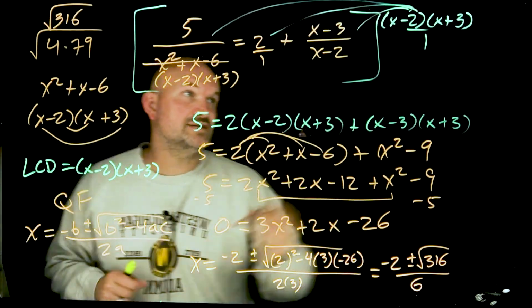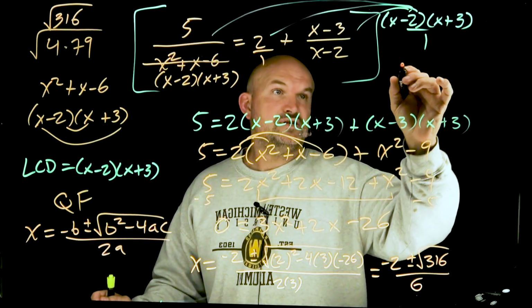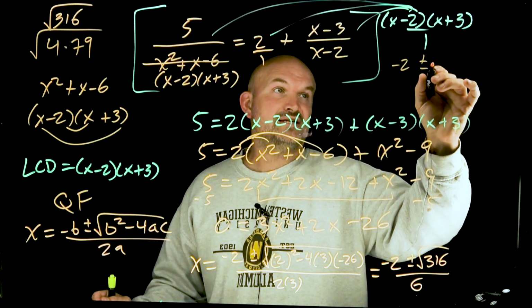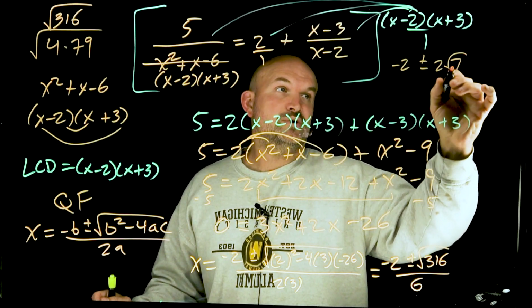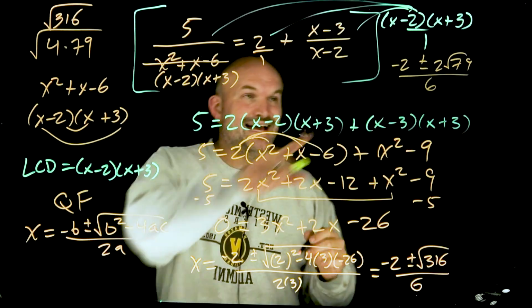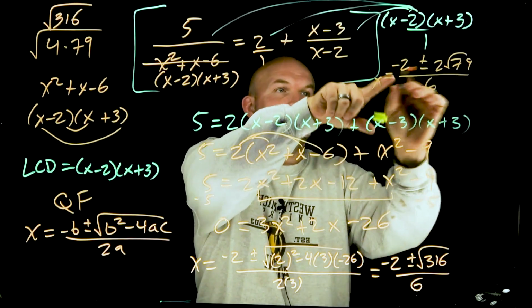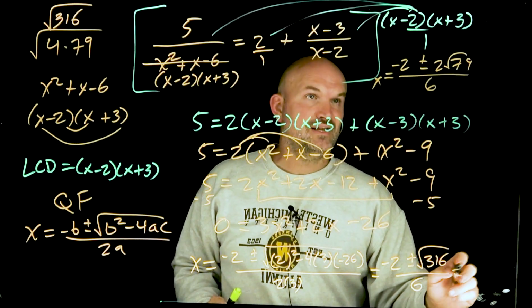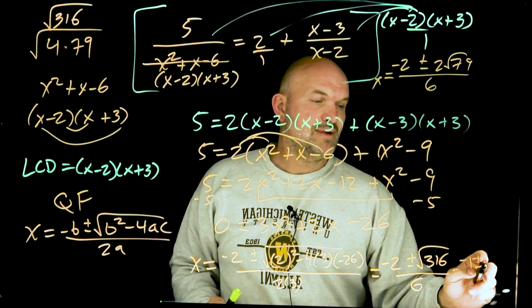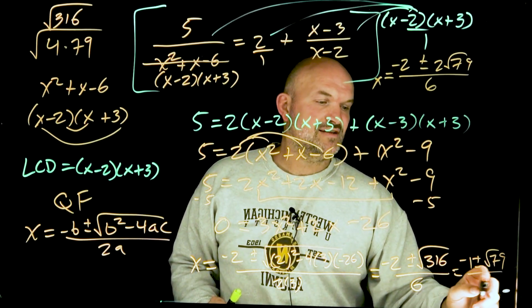And let's go ahead and I'll rewrite it over here. So therefore I have negative 2 plus or minus the square root of 4 is 2, square root of 79, divided by 6. And now I can reduce this, I can divide by 2 on the top and the bottom, and I'm going to get a final answer of negative 1 plus or minus the square root of 79 divided by 3.